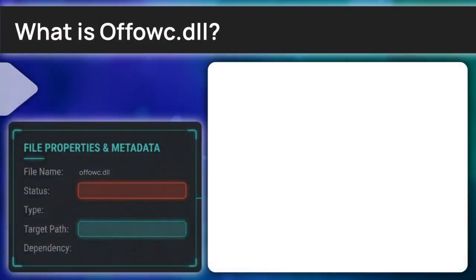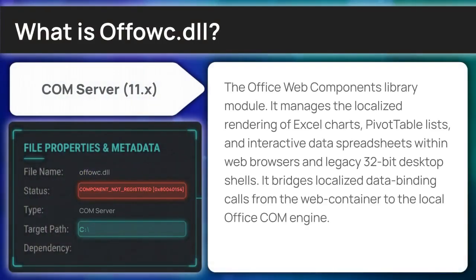This is the Offowc Library, the Office Web Components Library module. It manages the localized rendering of Excel charts, PivotTable lists, and interactive data spreadsheets within web browsers and legacy 32-bit desktop shells. It bridges localized data binding calls from the web container to the local Office COM engine.